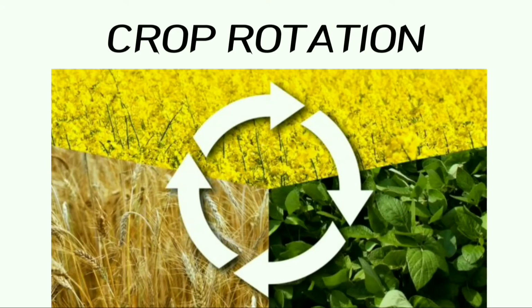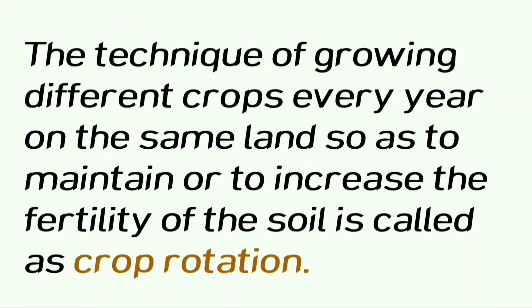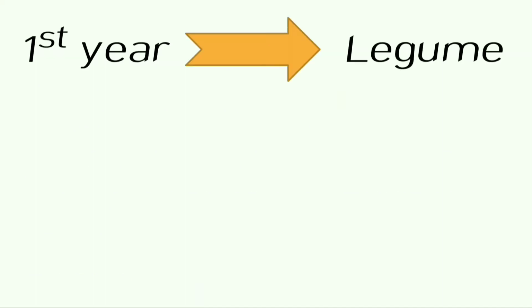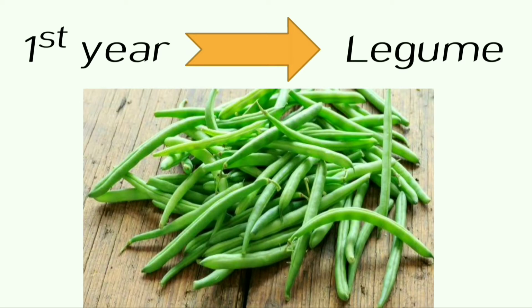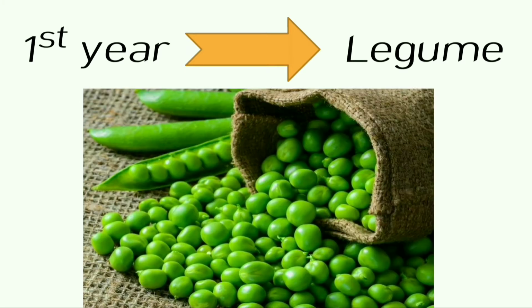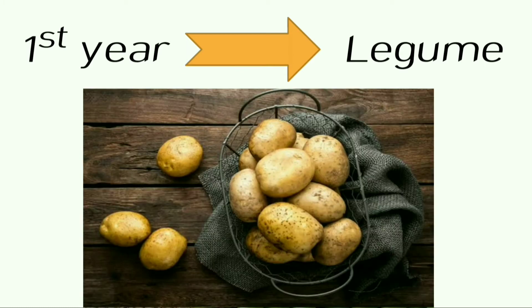Another method of replenishing the soil with nutrients is through crop rotation. The technique of growing different crops every year on the same land so as to maintain or to increase the fertility of soil is called as crop rotation. For example, in the first year, the farmer may grow leguminous plants such as beans, peas, potatoes, etc.